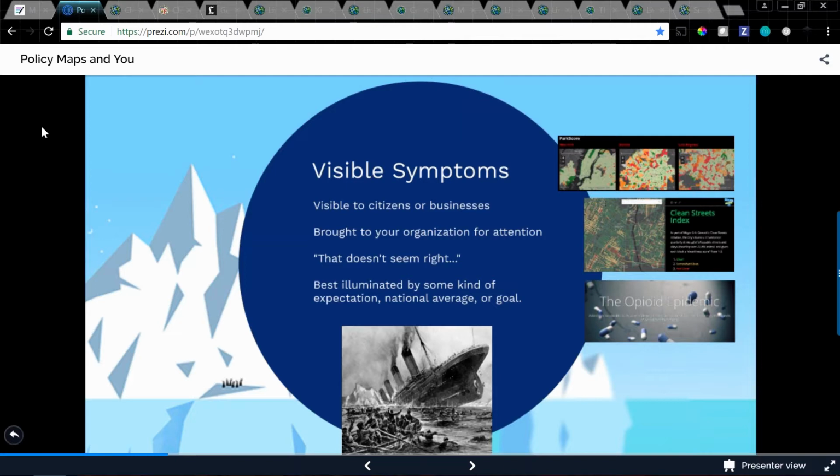We start off by mapping the symptoms of the problem, the accidents. It's brought to us as a government or an NGO or a business organization. It's brought to us for our attention that this doesn't seem right. This seems concerning. This is not who we want to be. We want to improve this. And a lot of times these data sets suddenly become useful once they are cast against some type of expectation or a goal or a national average.